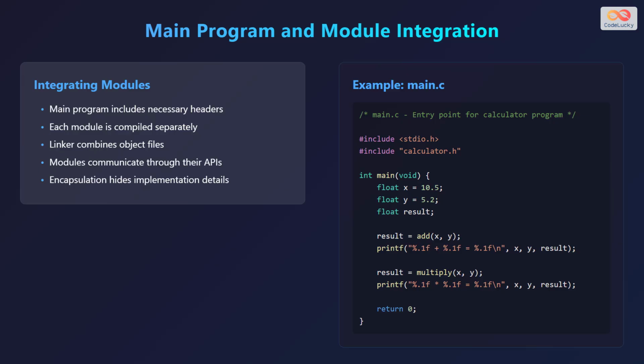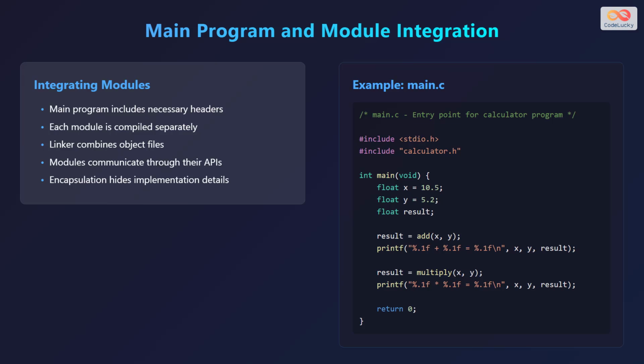For integrating modules, the main program includes necessary headers. Each module is compiled separately, and a linker combines the object files. Modules communicate through their application programming interfaces or APIs, and encapsulation hides implementation details. Here is an example of main.c.